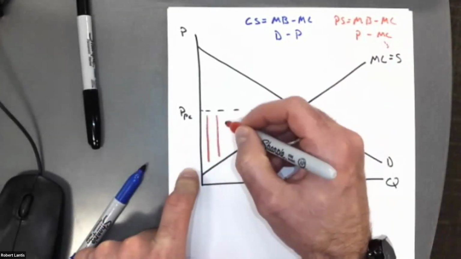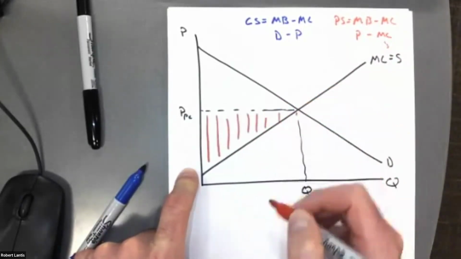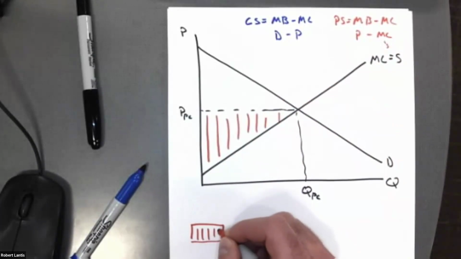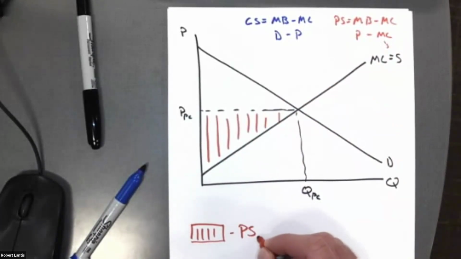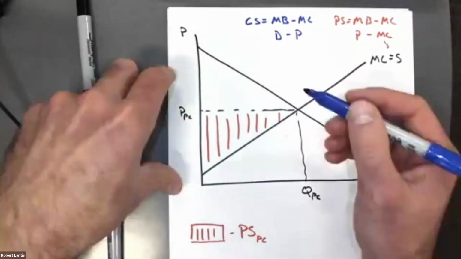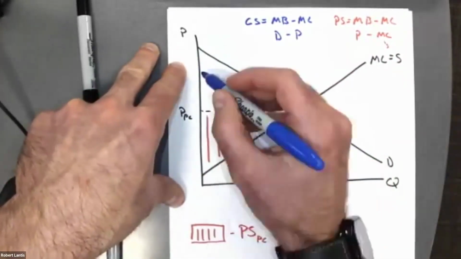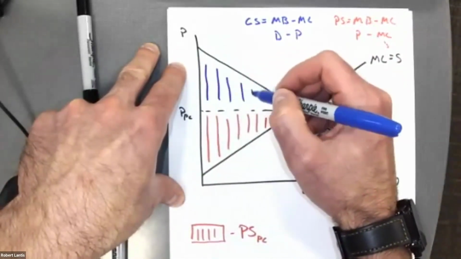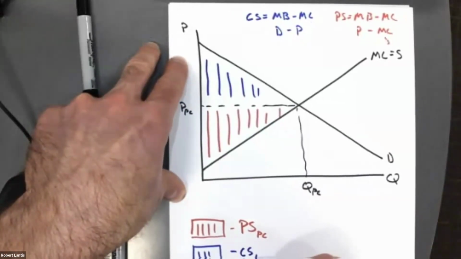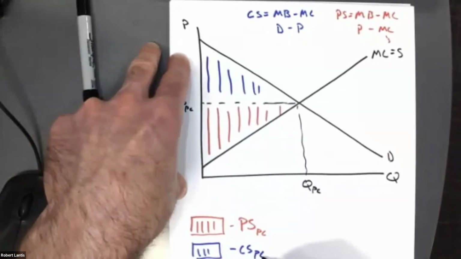So here would be my original producer surplus. If I think about these vertical red lines, that's producer surplus for these perfectly competitive markets. What about consumer surplus? It's the area below the demand curve but above that price. So we've got our vertical blue lines as consumer surplus for these perfectly competitive markets.